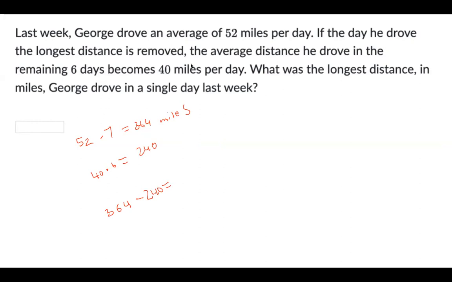Sorry, it seems I was on mute. Okay, yeah, sorry about that. So we know that last week, George drove 52 miles on average per day. So 52 times 7, you get 364. And we also know that he drove 40 miles on average per day for the last 6 days. So that's 240. And to get the longest distance George drove in a single day last week, you have to subtract 364 minus 240 to get 124.